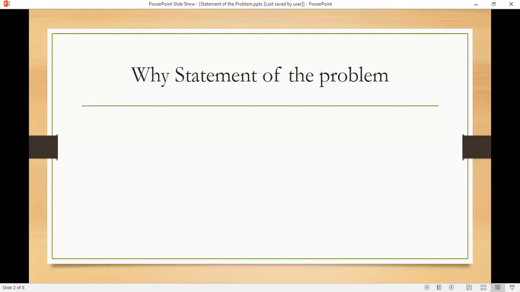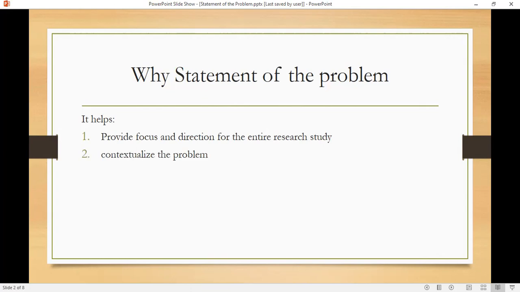Well, first we need to ask why a statement of the problem should be written in a research thesis, project, or dissertation. Here are some of the reasons. The statement of the problem, number one, helps provide focus and direction for the entire research study. Secondly, it contextualizes the problem within the specific context in which you are planning the research project. Thirdly, it helps understand the significance of the research problem.